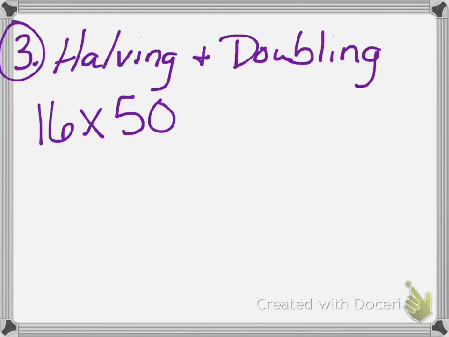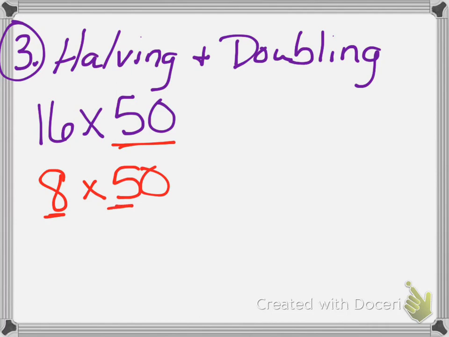Another example of halving and doubling. It seems to work better when one of the factors has a 0, because then they can still go mental. So I'm going to take half of 16, which is 8, and multiply that times 50. My basic fact is 8 times 5, which is 40. And then I have a 0, so I'm going to put that there.